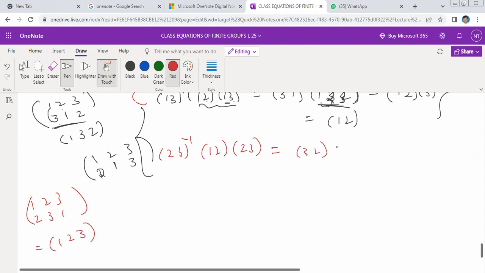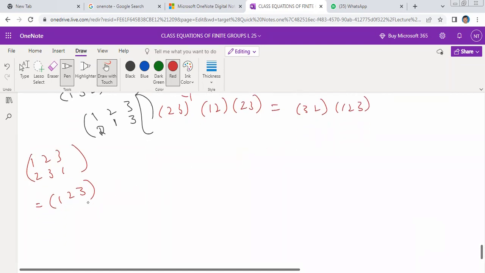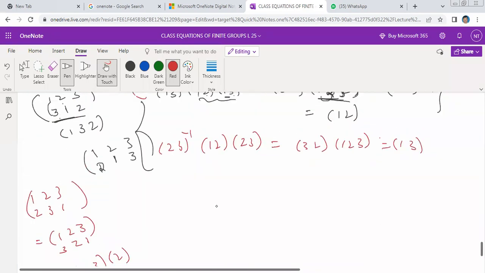(3 2 1). Again I want to write, this is equal to 1 2 3. Okay, 1 goes to 2, 2 goes to 3, 3 goes to 2, 3 goes to 1, 1 goes to 1. Is equal to (1 3). Identity is 2. Yes sir, this is (1 3). Yeah, similarly you can calculate all this and skip this remaining method here.